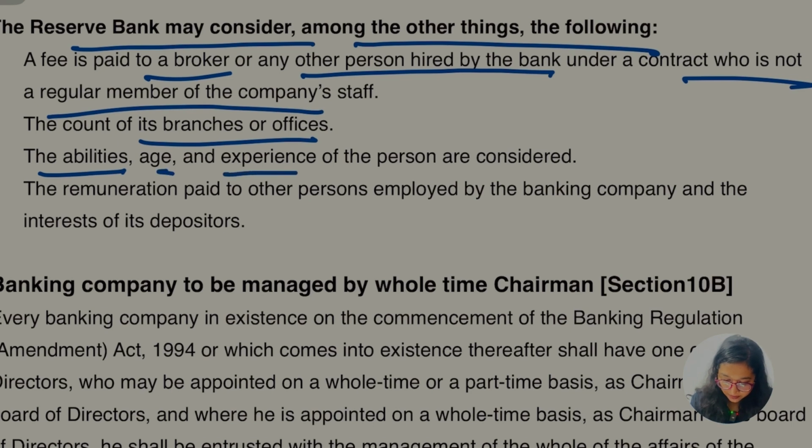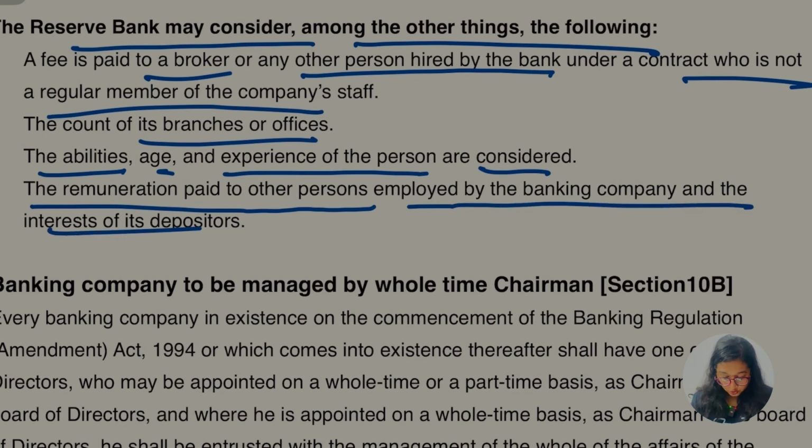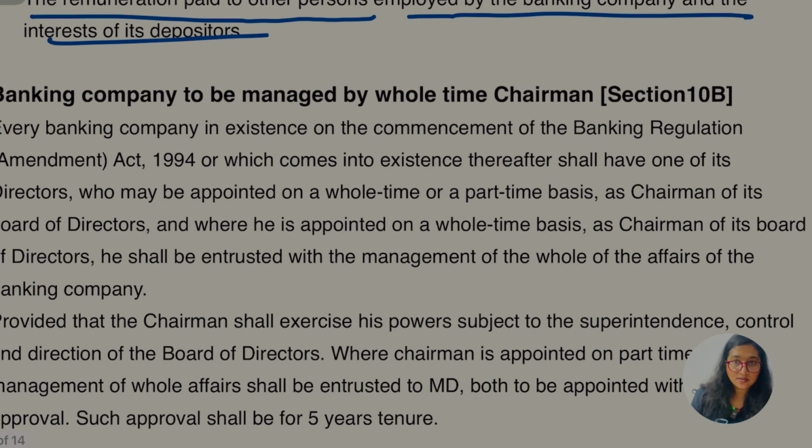The count of its branches or offices, the ability, age and experience of the person are to be considered, the remuneration paid to other persons employed by the banking company, and the interest of the depositors. So the Reserve Bank of India may consider these following things, but the bank cannot consider them.